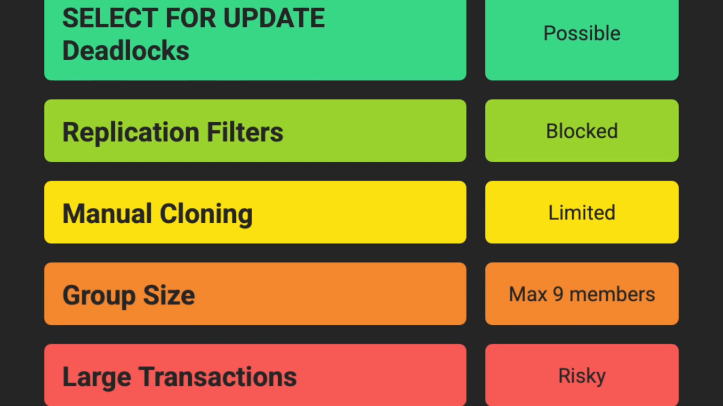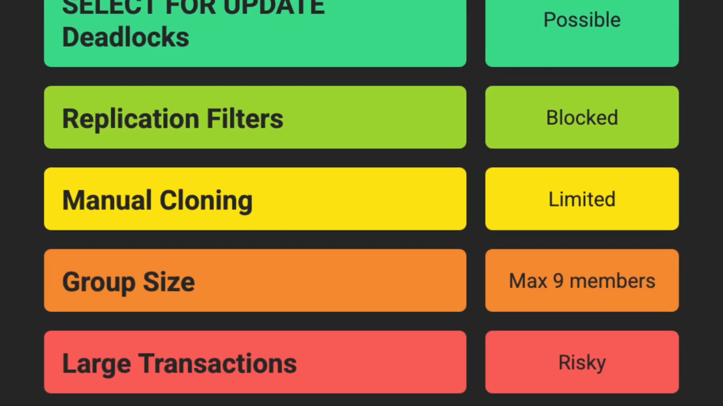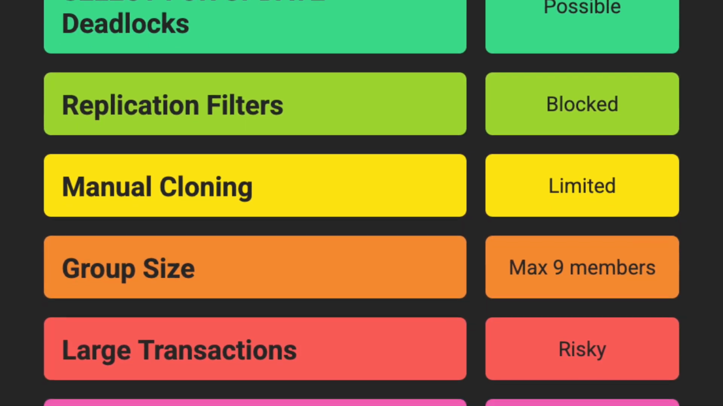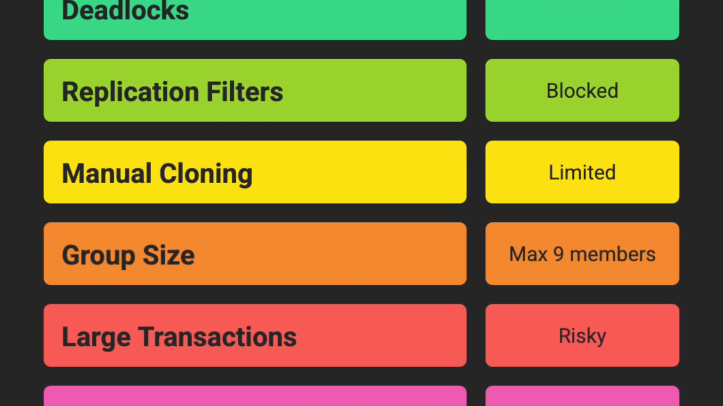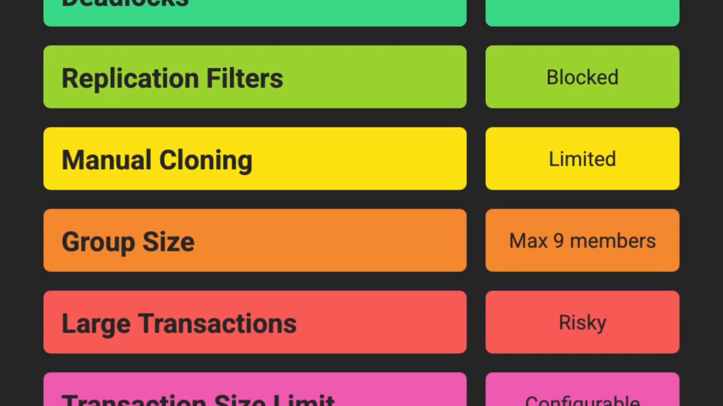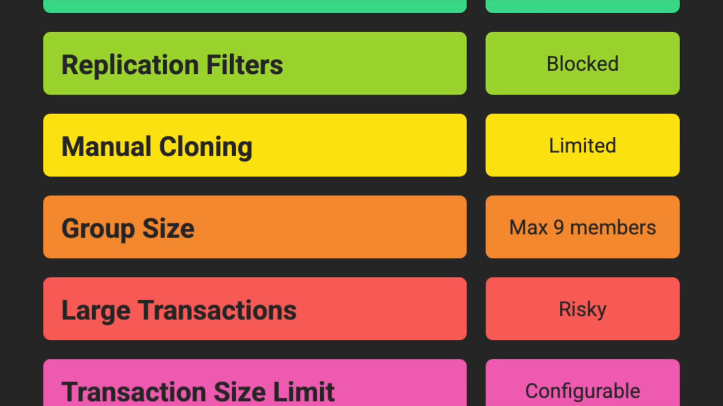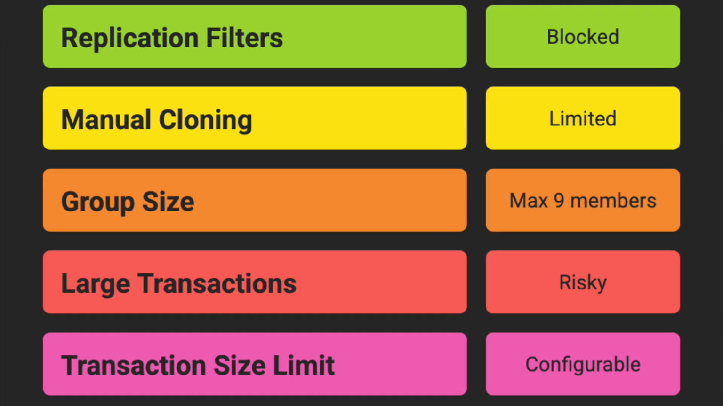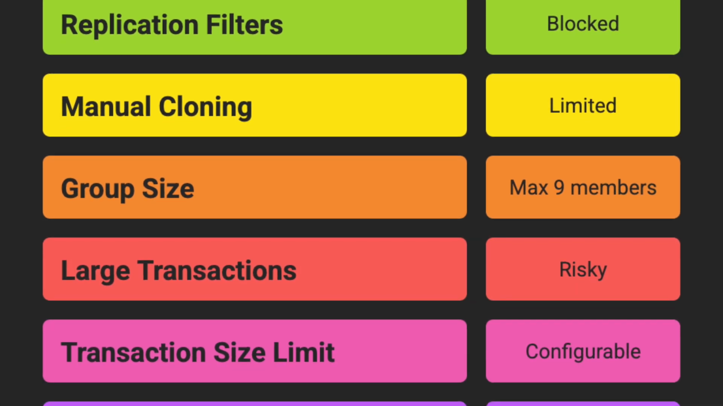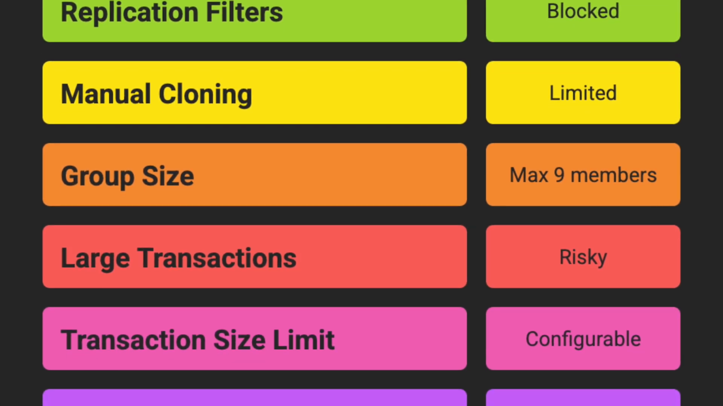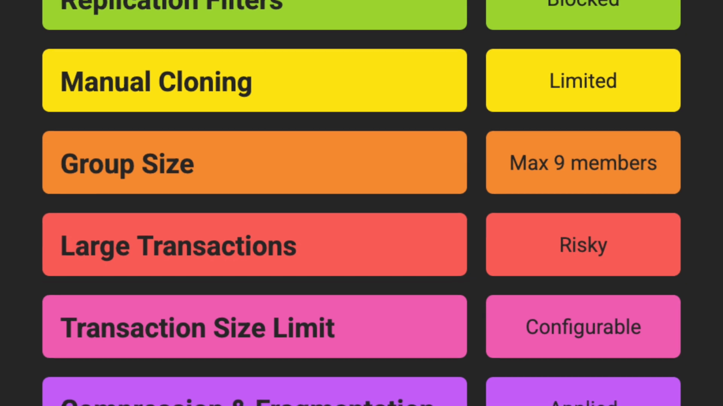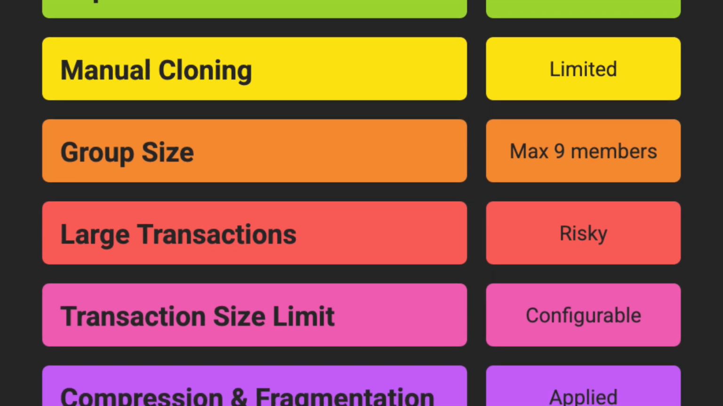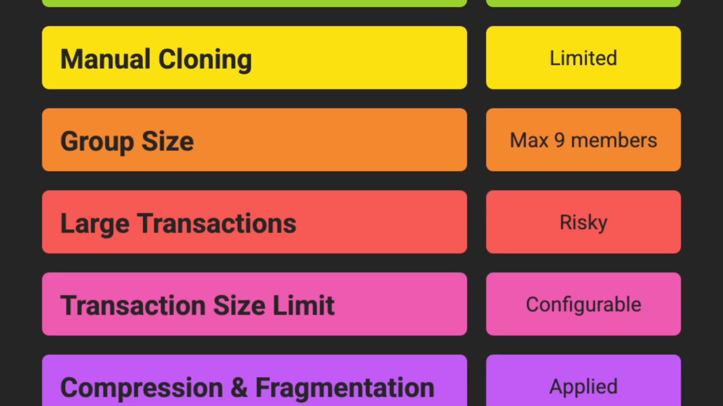But are there absolute hard limits, like a point where even compression and fragmentation won't help? Yes, there are underlying limits. The applier thread itself has a replica maximum packet limit, which defaults to 1 GB. That's one ceiling. And then the communication engine, XCOM, has its own absolute internal limit for a single message, which is around 4 GB. If your transaction, even after potential chunking, generates a component larger than that, it's just not going to work. That's the ultimate hard stop.